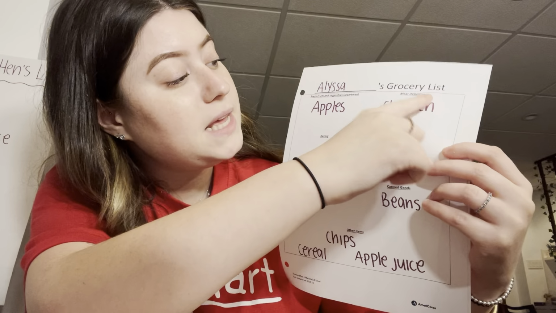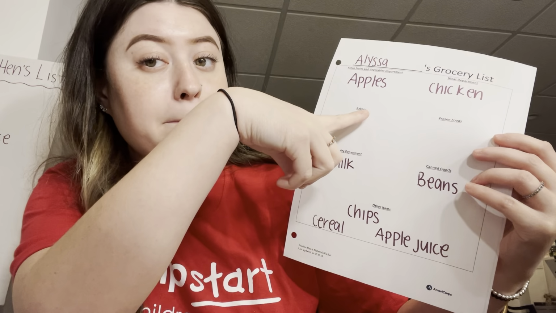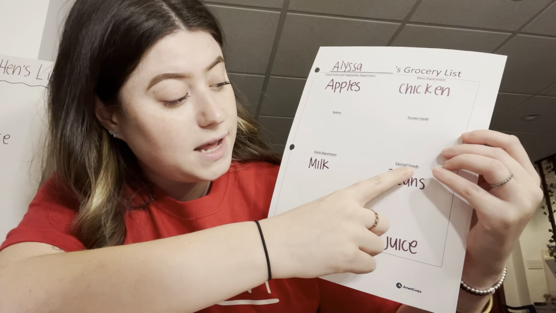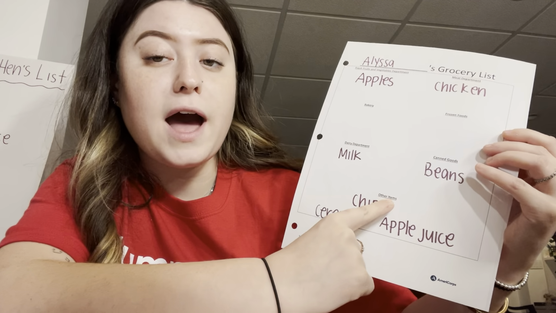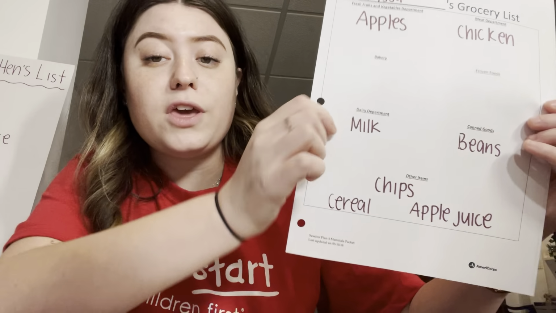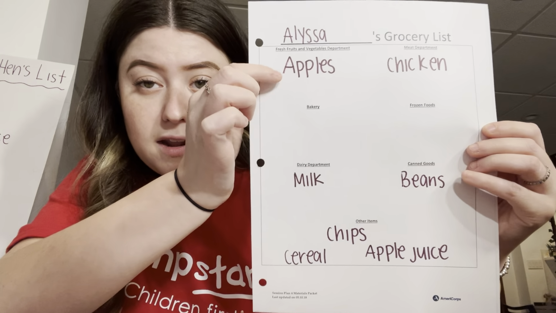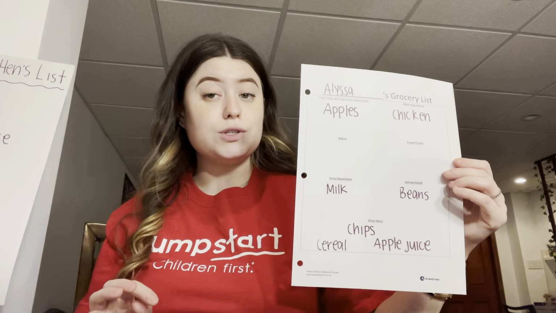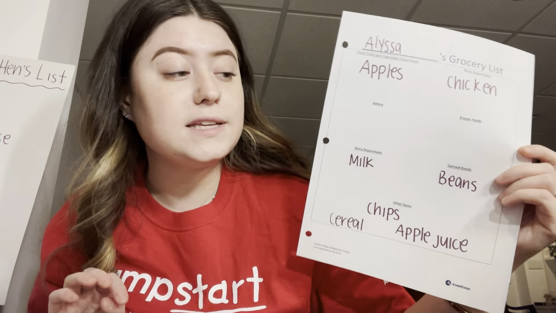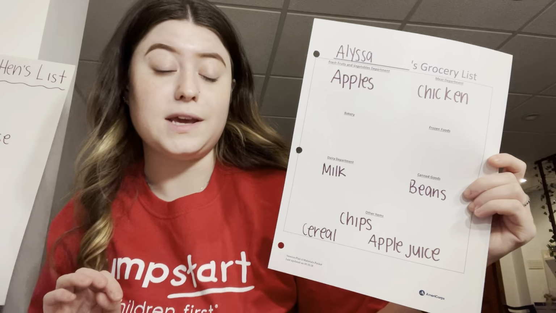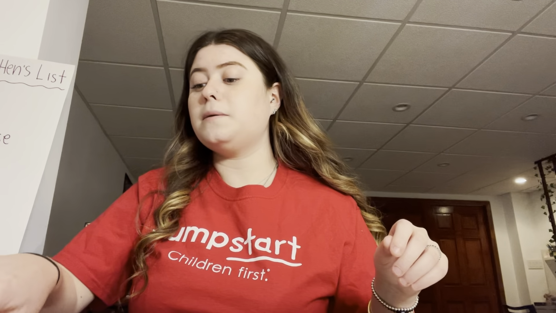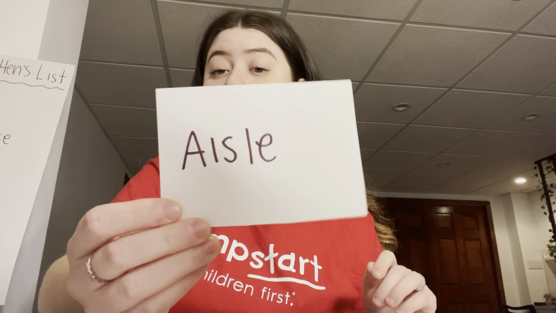This one says meat department. This one says bakery, frozen foods, dairy department, canned goods, and other items. So I put the appropriate item that I need in the right category. So when you go to the store, it's very easy to find all the things you need because the grocery stores are organized by aisles.